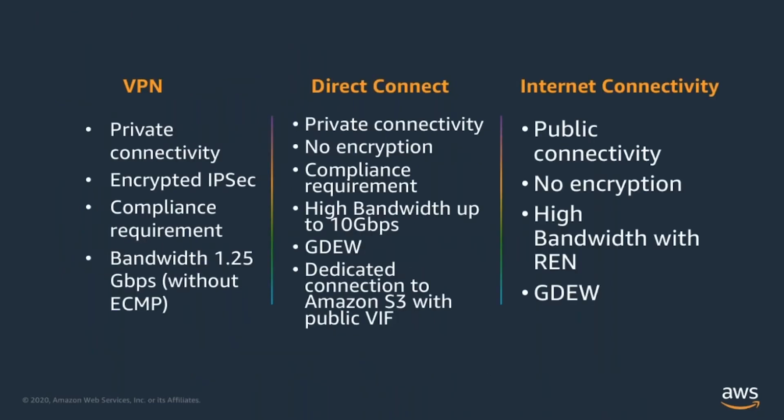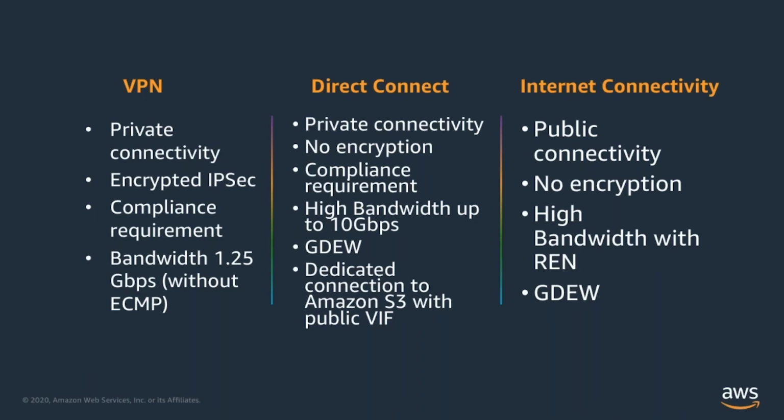Summarizing, we spoke about VPN, Direct Connect, and also internet connectivity. I tried to compare when you would use which kind of connectivity option. You'd go with VPN if you're looking for private connectivity. It supports IPsec encryption, so all your data transferred is encrypted. This is useful when you have a compliance requirement where you want your data in motion to be encrypted, right? One thing to remember is the bandwidth is 1.25 Gbps if you're not using ECMP.